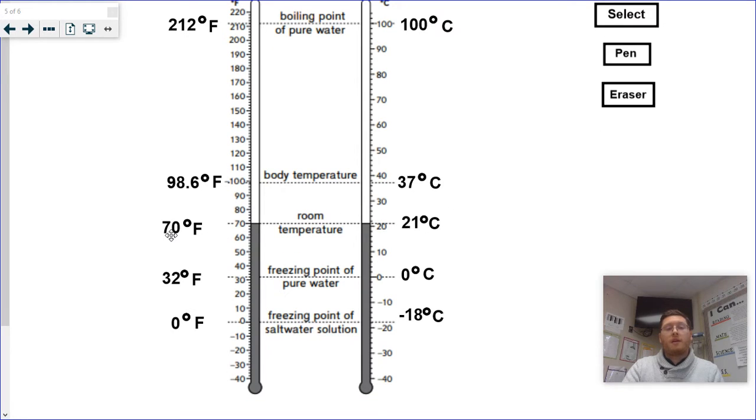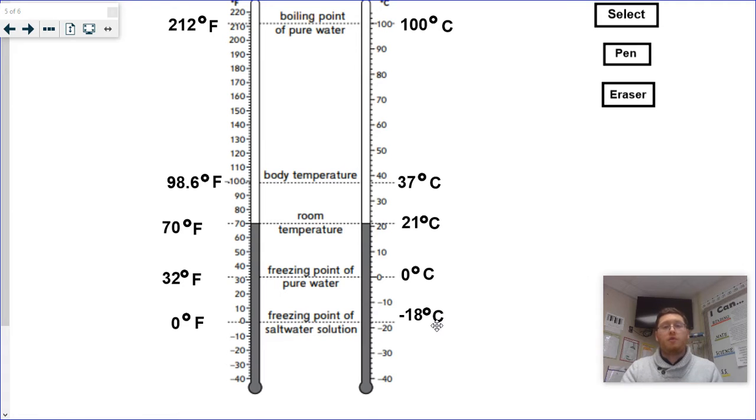Room temperature, 70 degrees Fahrenheit, 21 degrees Celsius. Freezing point of pure water, 32 degrees Fahrenheit, 0 degrees Celsius. This is like snow or freezing rain, so snow. Freezing point of saltwater solution, 0 degrees Fahrenheit and negative 18 degrees Celsius. So this is like if I had a saltwater solution, so I put salt in some water and drop the temperature down to either 0 degrees Fahrenheit, which is negative 18 degrees Celsius, it would freeze.